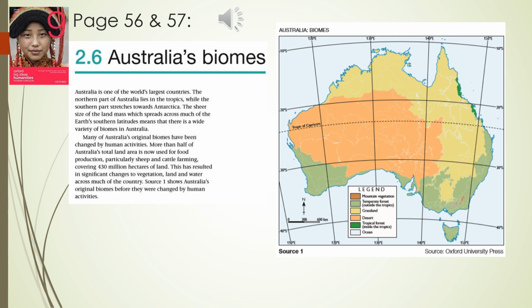Many of Australia's original biomes have been changed by human activities. More than half of Australia's total land area is now used for food production, particularly sheep and cattle farming, covering 430 million hectares of land. This has resulted in significant changes to vegetation, land and water across much of the country. And source 1, on your left, shows Australia's original biomes before they were changed by human activities.